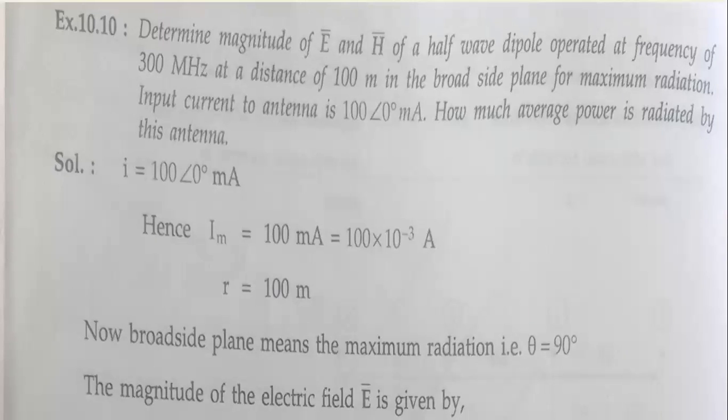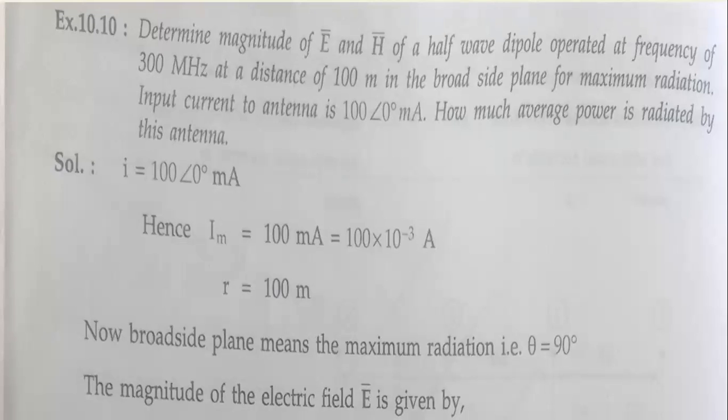Go for the next. Determine the magnitude of the electric as well as the magnetic field, that is nothing but the E and the H, of a half wave dipole operated at a frequency of 300 megahertz at a distance of 100 meters in the broadside plane for maximum radiation. The input current to the antenna is 100 angle of 0 degree milliampere. Also, how much average power is radiated by this antenna?